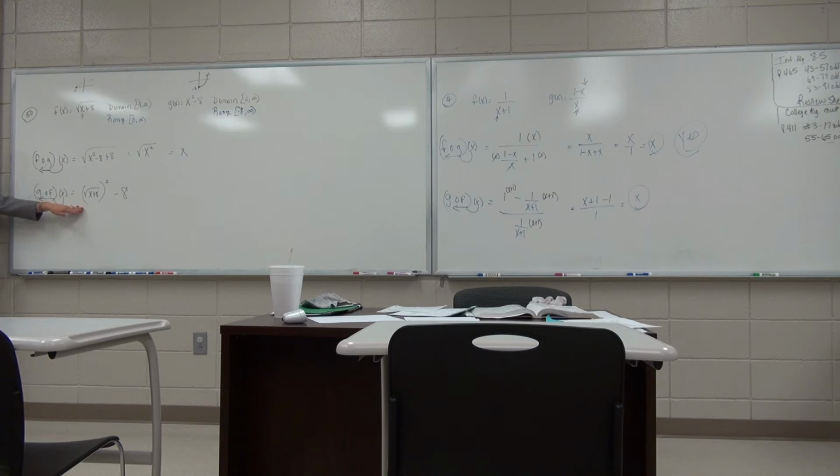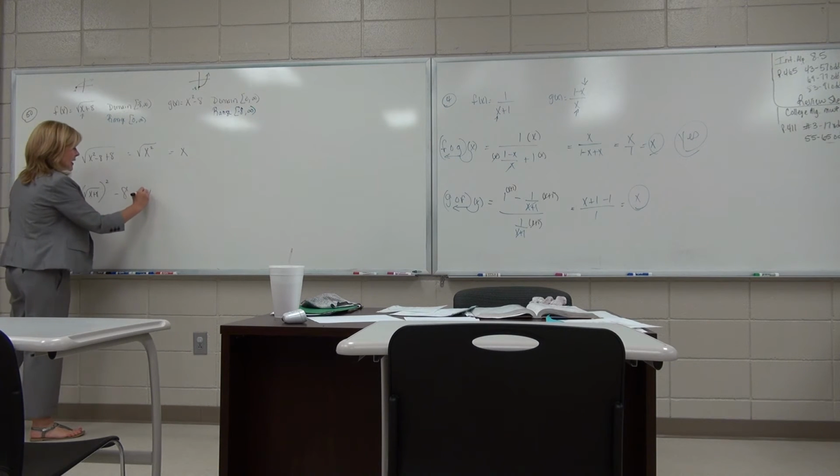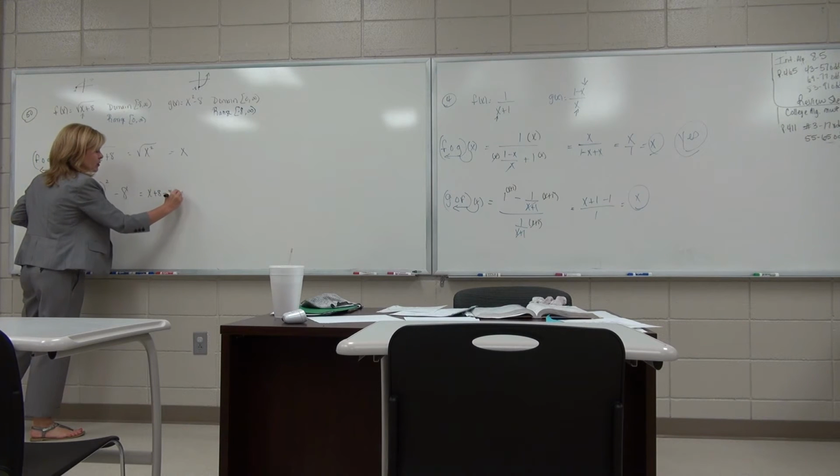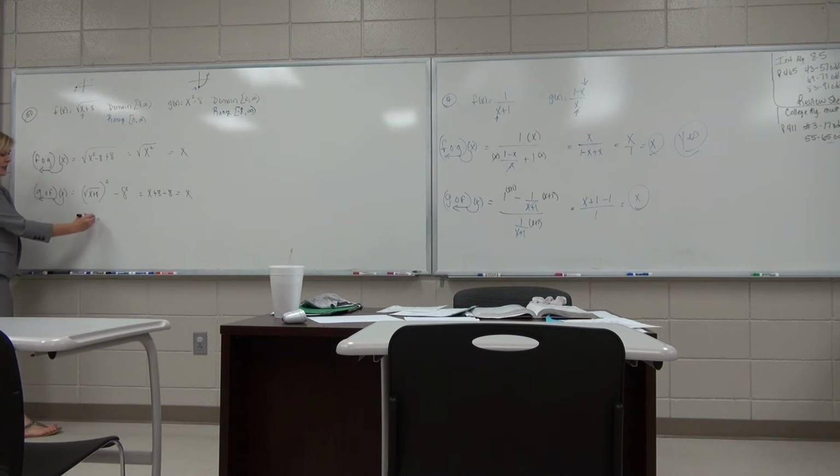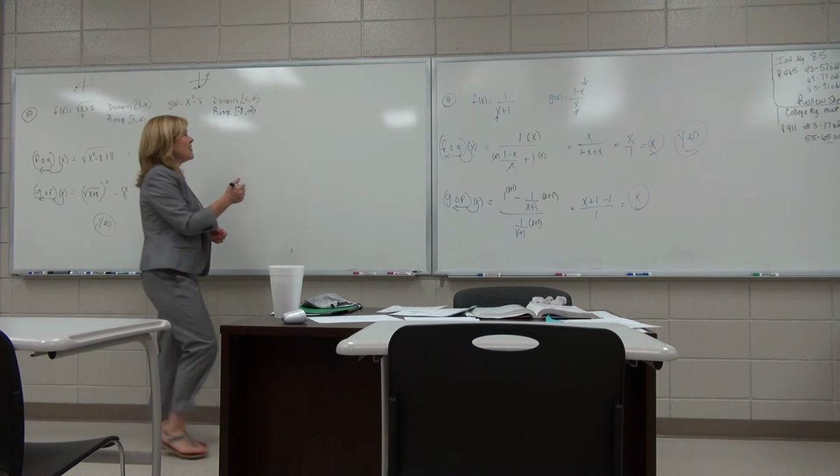What happens when you square a square root? What do you get? What's underneath? Good. So that gives me x plus 8 minus 8, which is equal to x. So yes, those two functions are inverses of each other. Are we good there? Yes, no? Good. Now we're going to talk about how you can find the inverse.